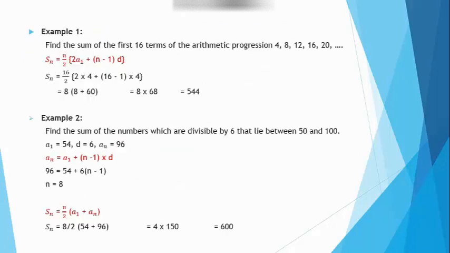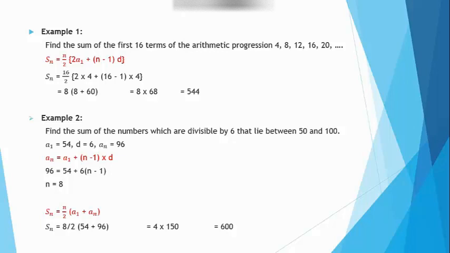So let's apply those equations in some questions. Example 1. Find the sum of the first 16 terms of the arithmetic progression 4, 8, 12, 16, 20. We know the difference is 4 and the first term is 4. We substitute those values in the formula Sn equals n by 2 times (2a1 plus (n−1) times d). With n equal to 16, we get 16 divided by 2 times (2 times 4 plus (16−1) times 4), which gives the answer 544.